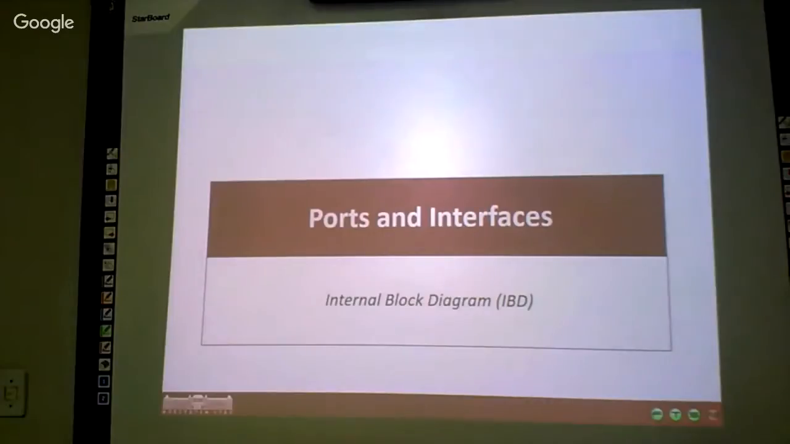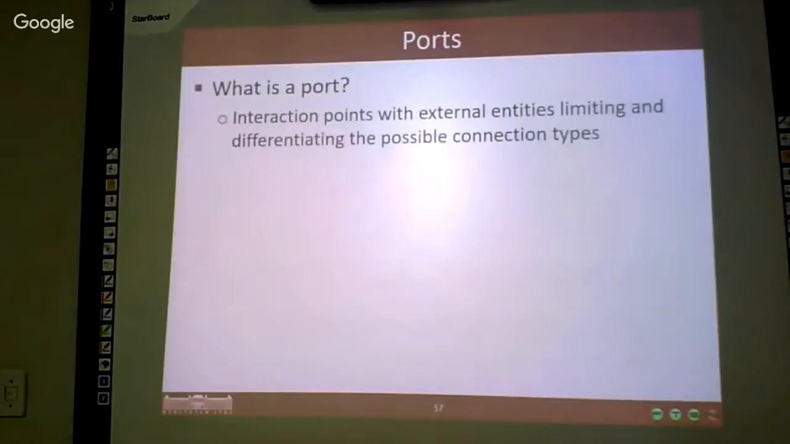And how you define interaction between blocks, and how you can define relations and other kinds of communication in IBD. We will use ports and interfaces for that purpose in our internal block diagram. So what is a port? It is an interaction point with external entities, limiting and differentiating the possible connection types.